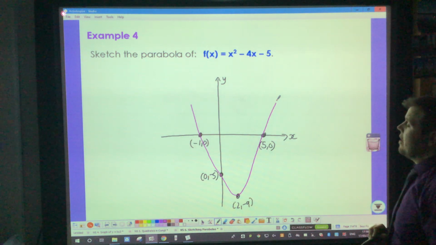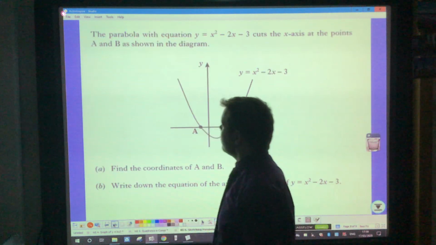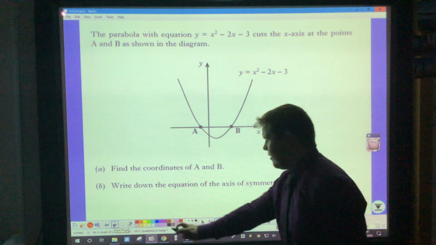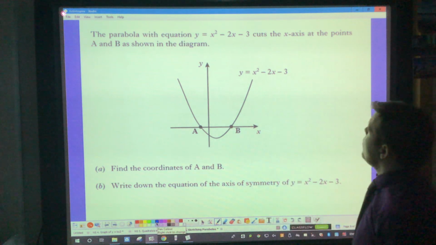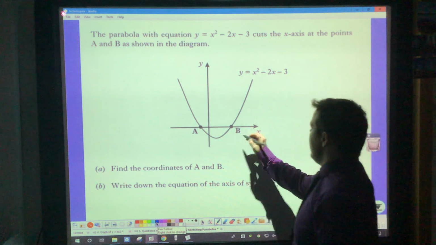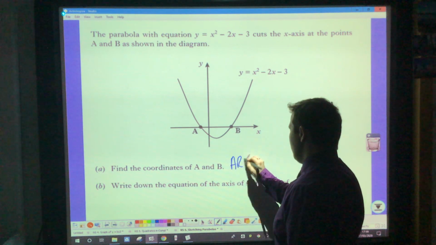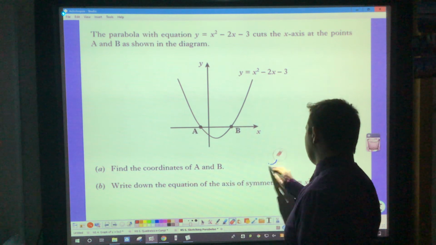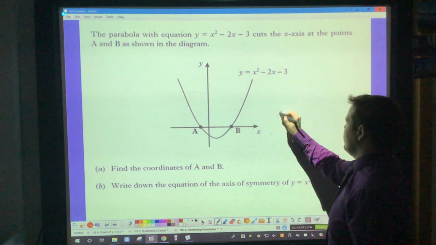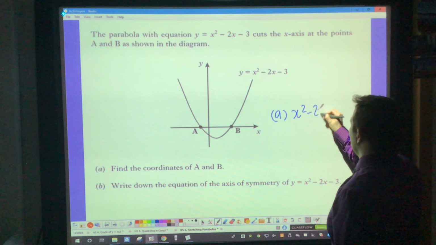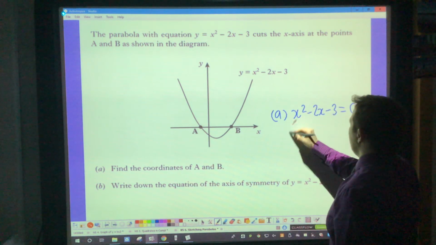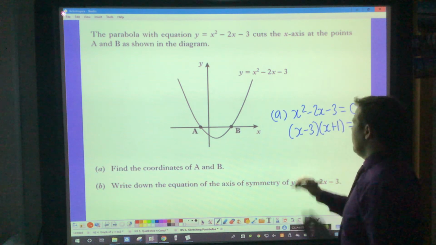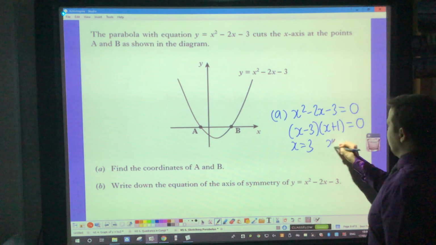Right, let's look at a wee example of interpreting. So, here's a graph. Find the coordinates of A and B. Right, the first thing we need to identify here, so we've got an equation, y equals x squared minus 2x minus 3. A and B are roots. Okay, they are roots. How do I find the roots? I set this equation equal to 0. So part A, x squared minus 2x minus 3 equals 0. I'm going to factorise (x minus 3)(x plus 1) equals 0. So x is 3, x is -1.